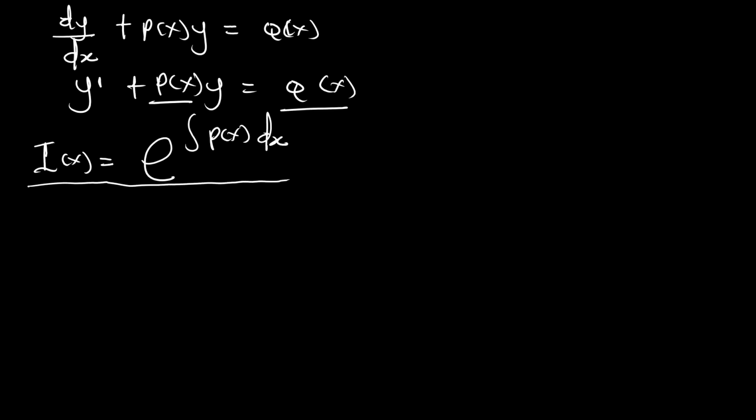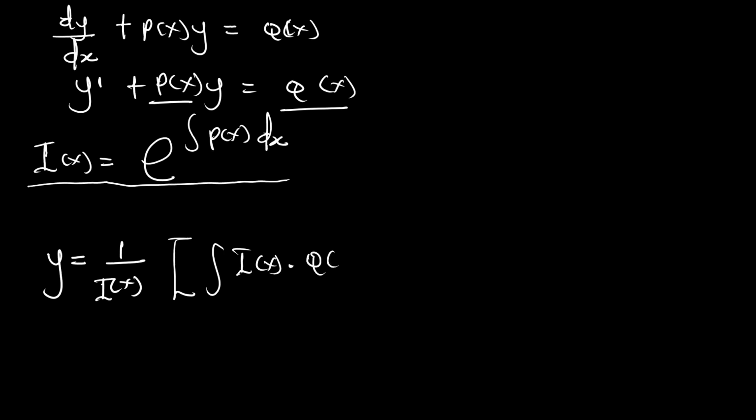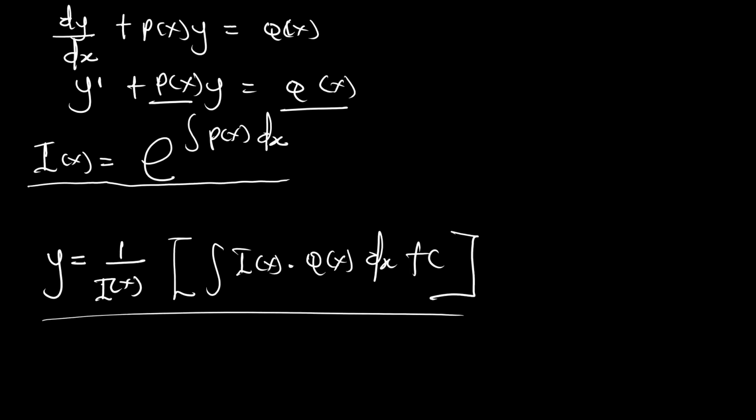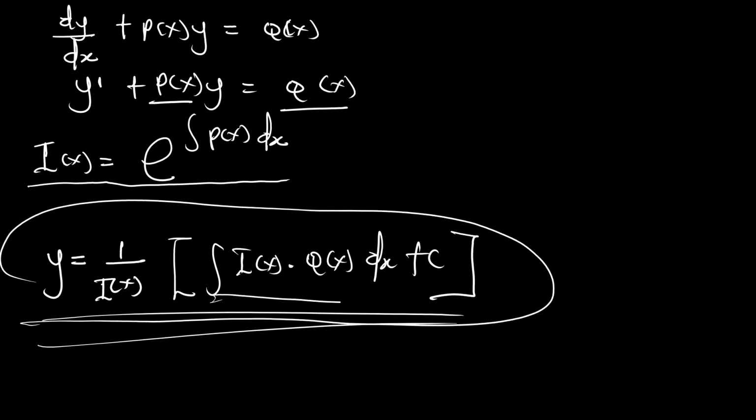Then when you are done finding your integrating factor, you find your solution. So y will be equal to 1 over I of x multiplying the integral of I of x multiplying q of x dx plus c. So this will be the general solution for the first order linear differential equation when you are using the method of integrating factor. You determine the p of x and your q of x, and you use the p of x to find your I of x. You substitute everything in here, and you integrate the product of I of x and q of x, then you have your solution.